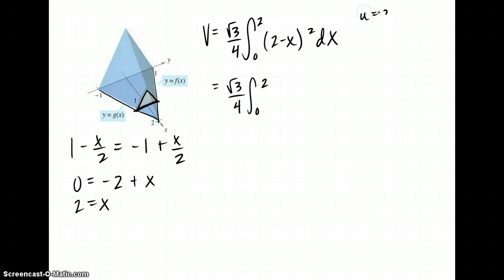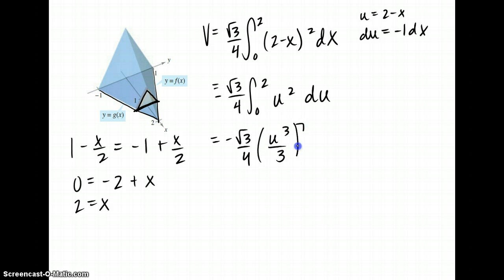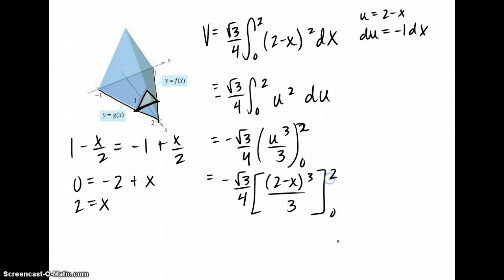Now if we want to make a u substitution for this, which is okay, we just have to make sure we introduce the negative out front. So negative root 3 over 4, u cubed over 3, from 0 to 2. This would be 2 minus x cubed over 3. So for homework, evaluate the integral. And your resulting answer would be the volume of this solid here.